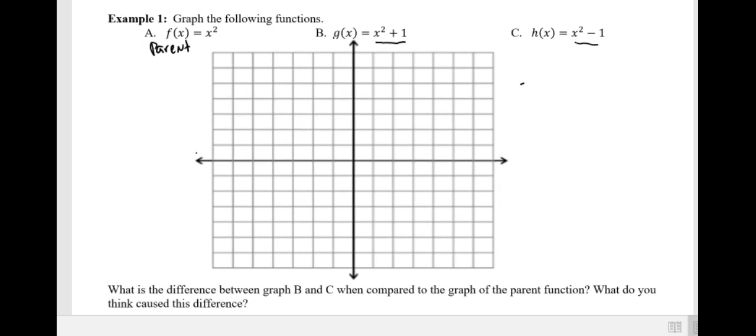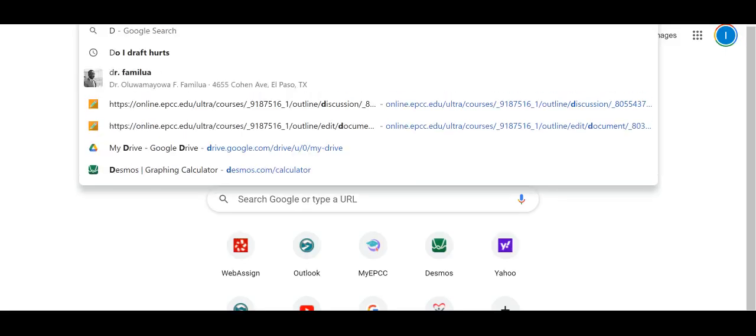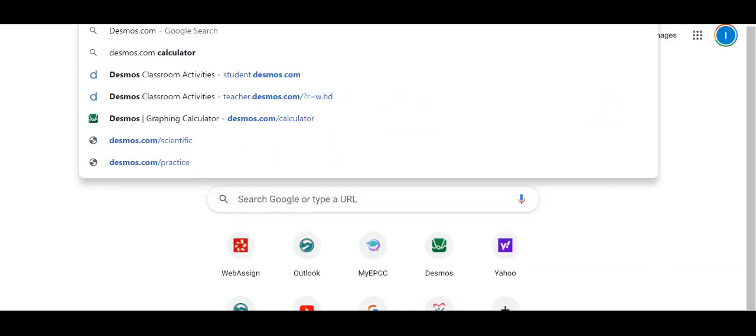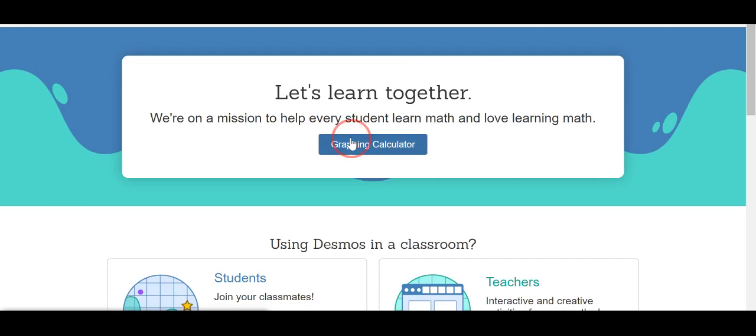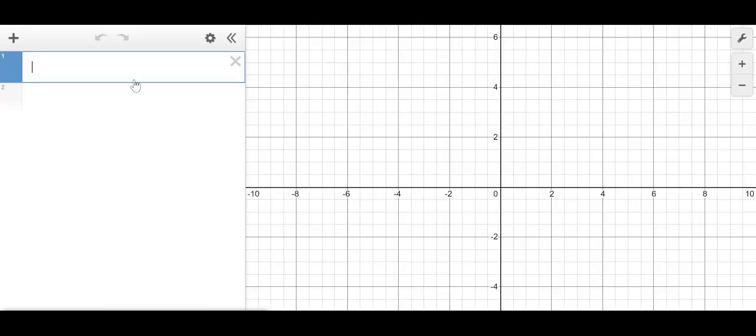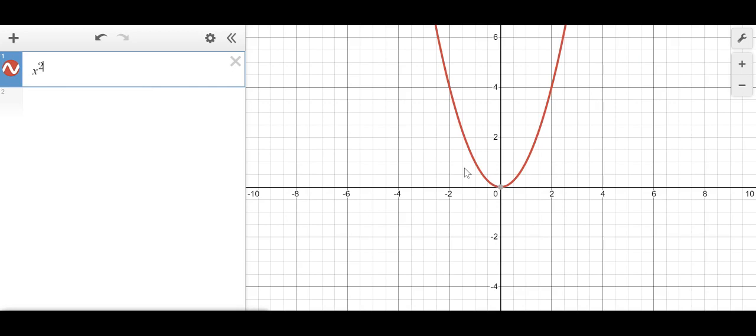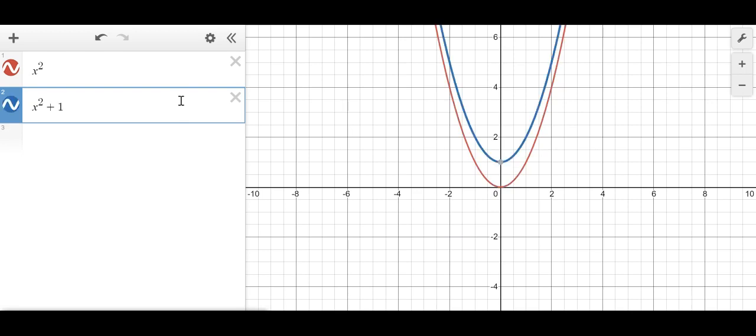To do that, I'm going to use the computer. I'm going to use a program called Desmos.com. I can come in here and graph, for example, x squared. Notice the x squared, this is the parent function. Then I'm going to add plus 1 so we can see what happens with the graph. You can see that the graph is in blue, and it looks similar to the parent function. But now instead of being here at 0, the vertex moved up 1 unit.